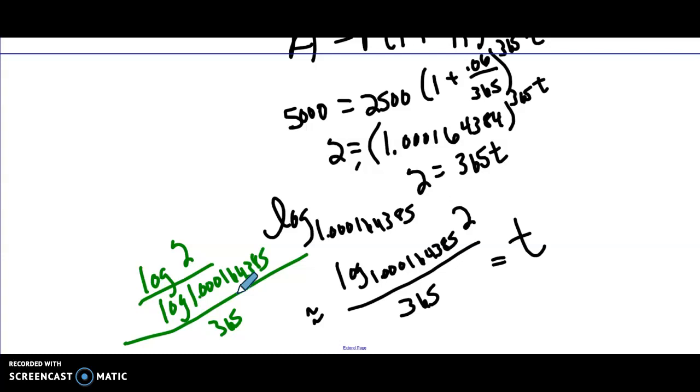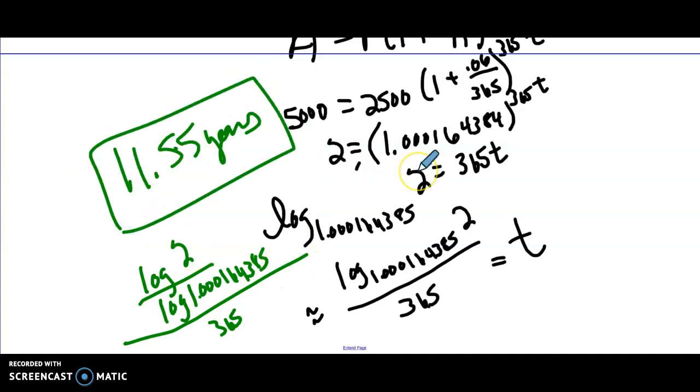It's like 4,216.955. Whatever, I'm going to divide that by 365 now, and I get 11.55. So about 11.55 years. Okay, about 11 and a half years for that to double.